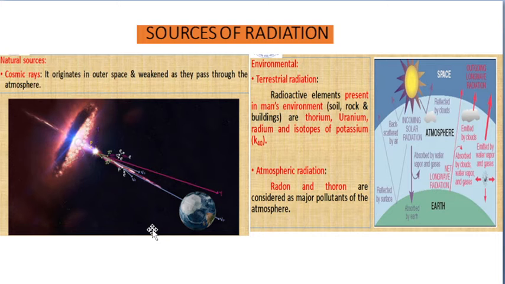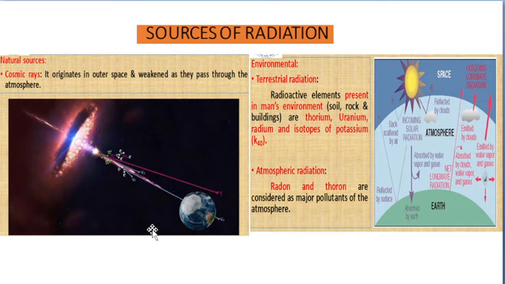Those who are strong in physics or learned physics properly in plus 2 can understand better that cosmic rays originate in outer space and weaken as they pass through the atmosphere. So they originate in outer space and gradually weaken.